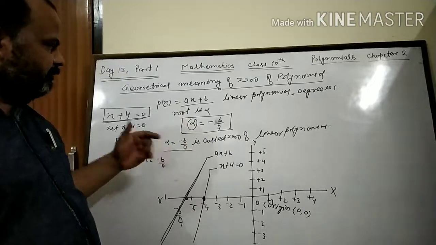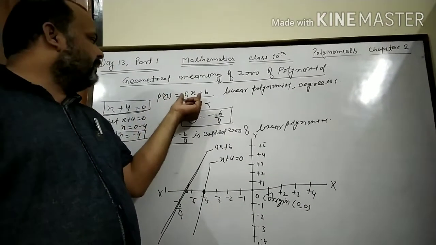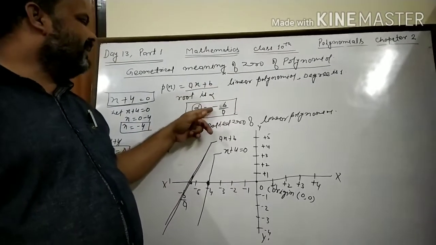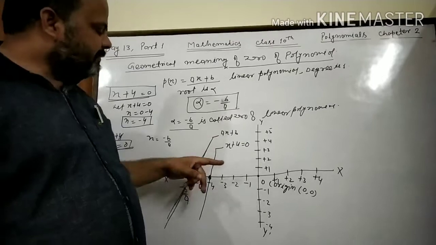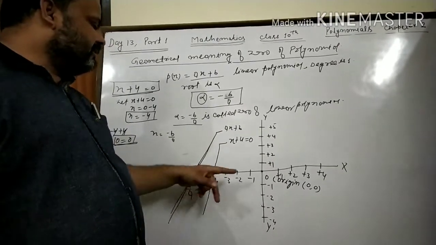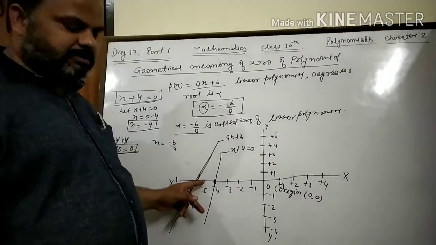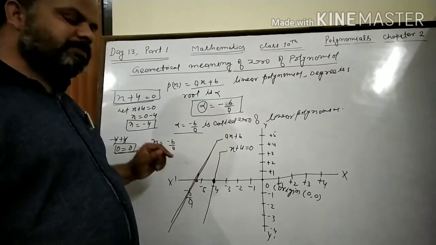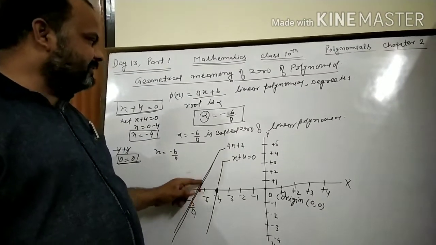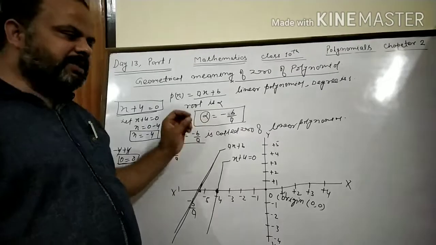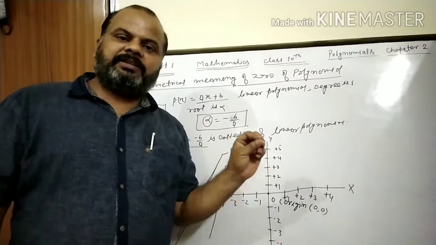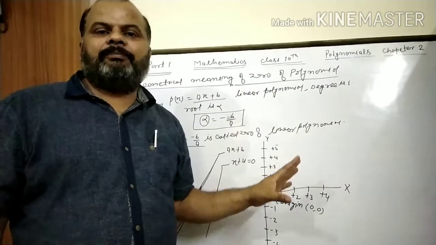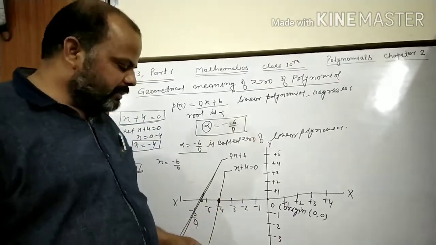Clear? Listen once more. Suppose you have a linear polynomial ax plus b. Clear? And you can find its zero, minus b upon a. Then represent minus b upon a on this xy plane at the same point. Then the line of this equation passes through minus b upon a, and minus b upon a is the zero of the polynomial. Clear? Then the zero of a polynomial is the point where the line passes through the x-axis in the xy plane. Clear? It is called the zero of the polynomial.